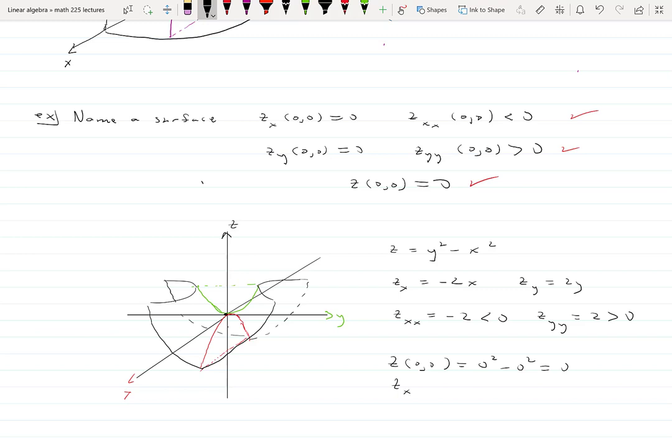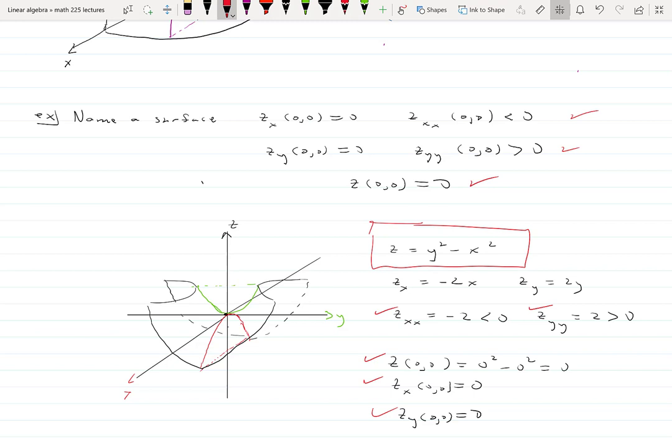z_x(0,0) equals 0. It's a horizontal tangent in the x direction. z_y(0,0) equals 0. Horizontal tangent in the y direction. So we have everything we need. It goes through the origin, slope in the x direction is 0, slope in the y direction is 0, concavity in the x direction is negative, concavity in the y direction is positive. A surface that satisfies that is z equals y squared minus x squared, the hyperbolic paraboloid.